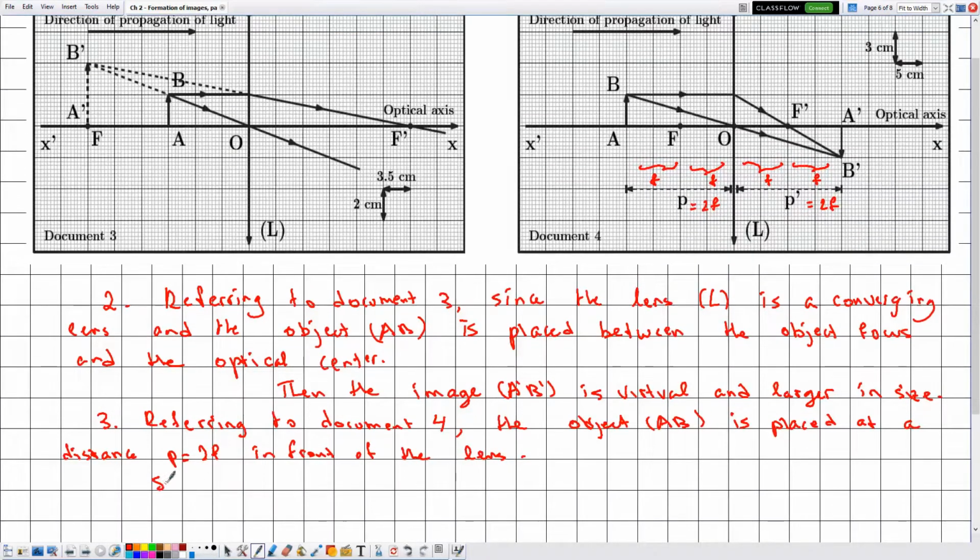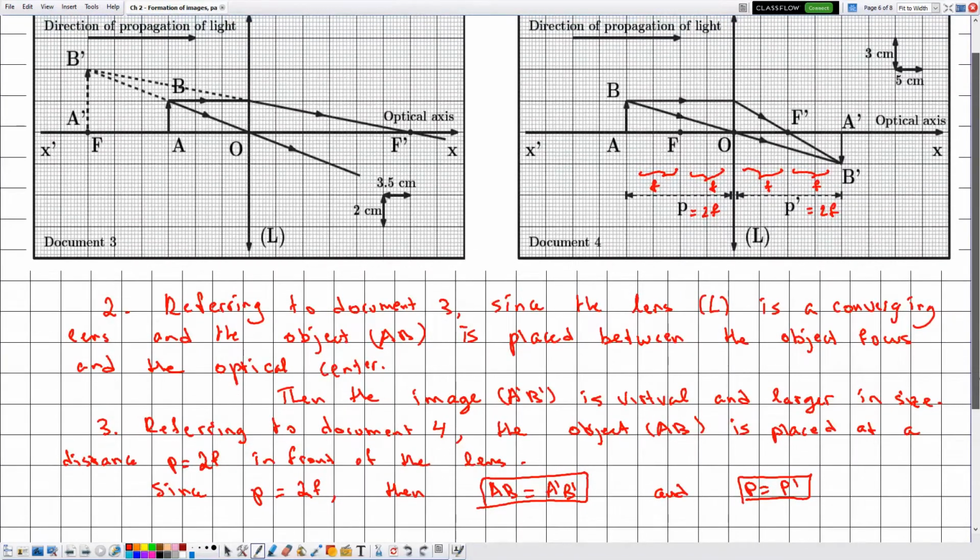So since P is equal to the double of the focal length, then the size of the object is equal to the size of the image. So this is the first rule. And the second rule is given by P is equal to P prime. So the distance between the object and the lens is equal to the distance between the lens and the image.